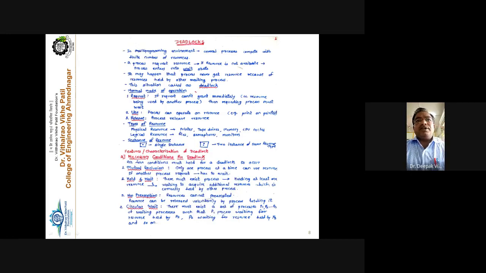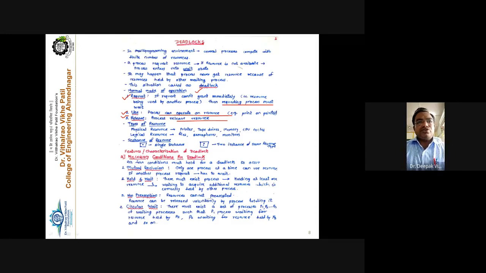In the normal mode of operation of a process, one can say request. If the request cannot be granted immediately, the requesting process must wait. So a process may request a resource, then use it: the process can operate on the resource, meaning it is currently using that particular resource. And then release. The process releases the resource. These are the three terms we have to remember here. Request: the process is requesting a certain resource. Use: the process is currently using that particular resource. And release: after using, the process may release that particular resource.